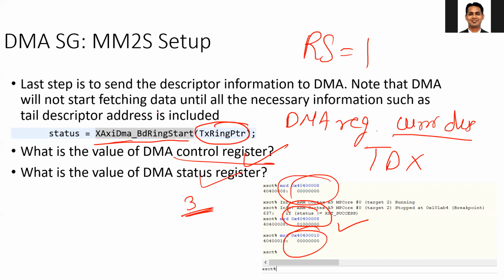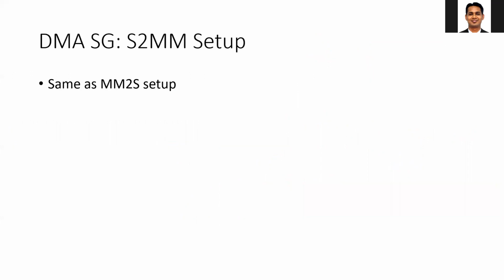What we did: we disabled the interrupt in the control register. We created the BD. We set the current descriptor pointer in the DMA register with that BD, and we set the RS bit to 1. The same process we will be doing for the S2MM. The process and the code are the same.